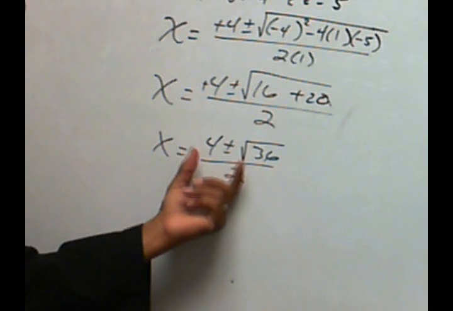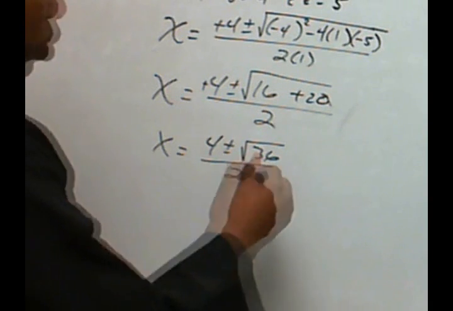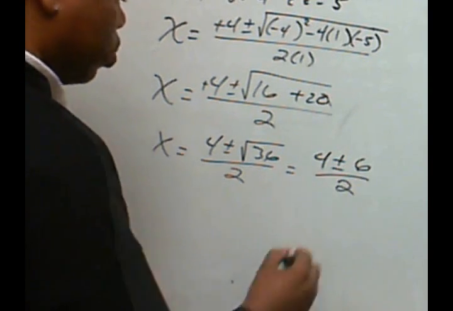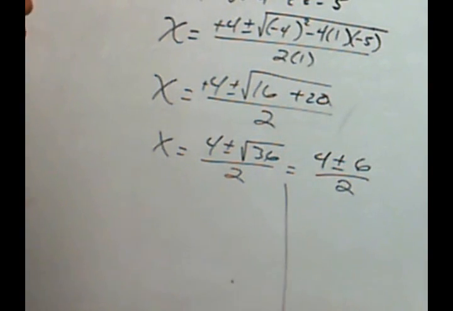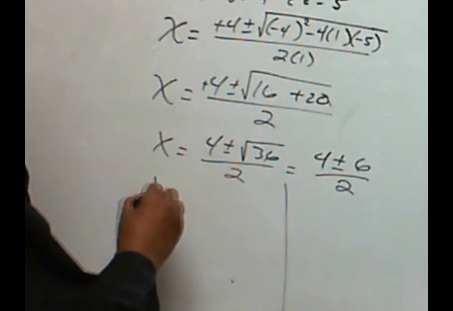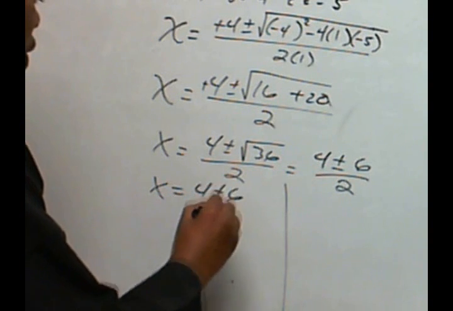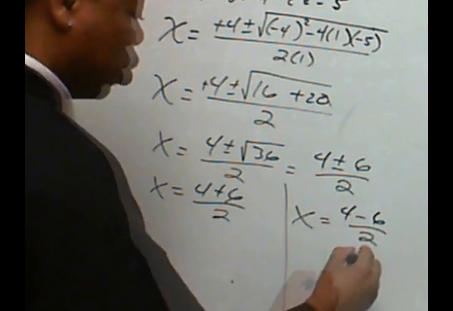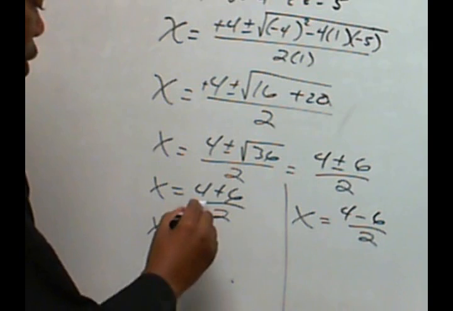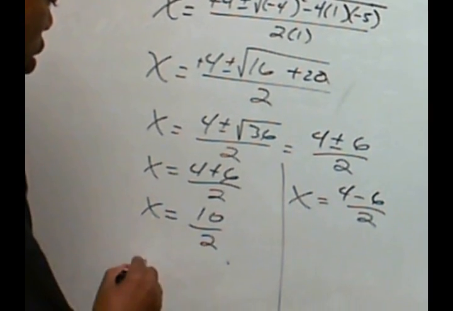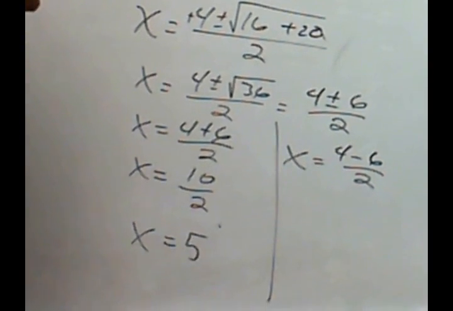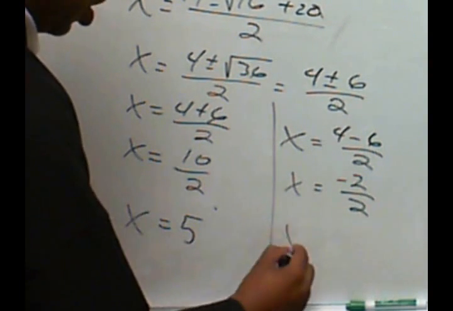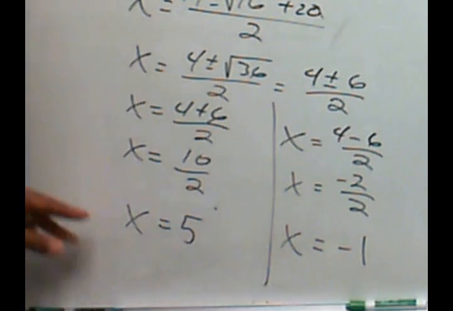Now we've done adding. Now we need to simplify this 36. That's a perfect square, so we have 4 plus or minus 6 all over 2. Now this splits into two pieces because of the plus and minus. We have x equals 4 plus 6 over 2, and we have x equals 4 minus 6 all over 2. The 4 plus 6 gives us 10 over 2, and gives us a solution of 5. 4 minus 6 gives us negative 2 all over 2, and the solution of negative 1.